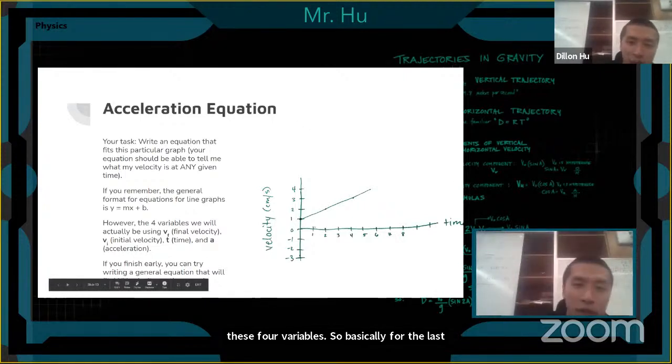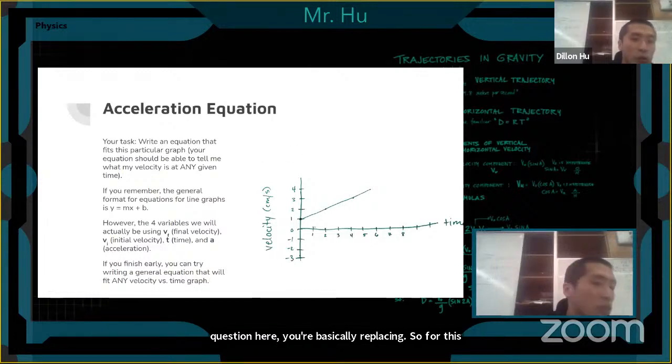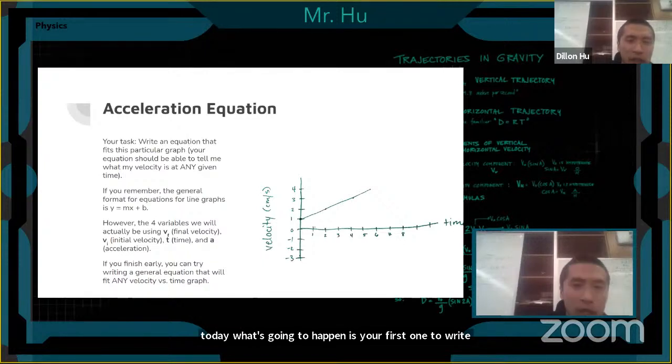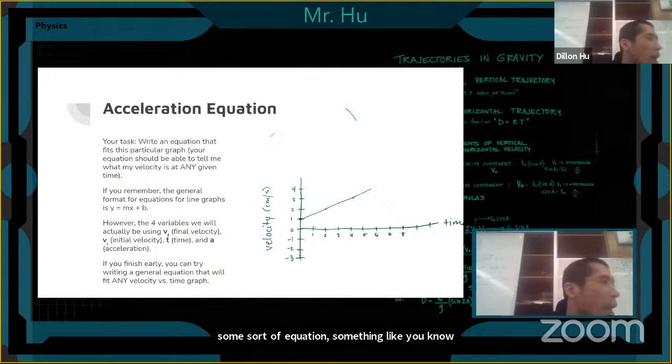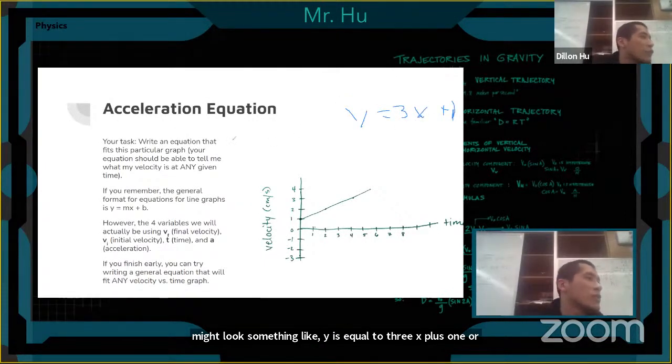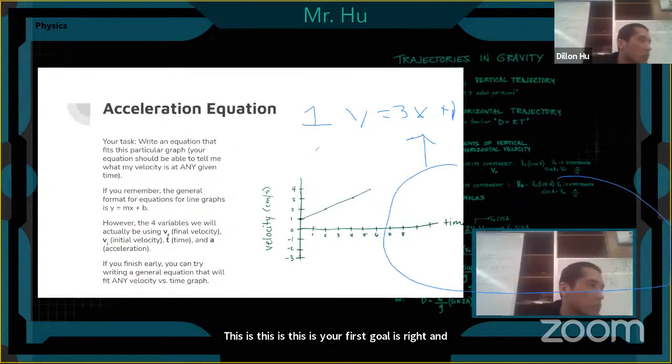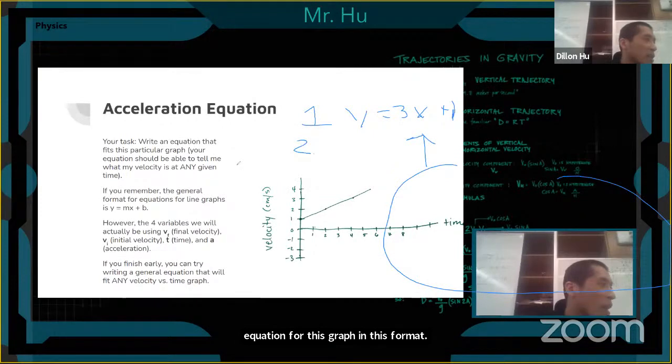So for this question, what's going to happen is you're first going to write some sort of equation, something that might look like y is equal to 3x plus 1 or something. This is your first goal: to write an equation for this graph in this format. Your next step is to replace some of these variables with these ones.